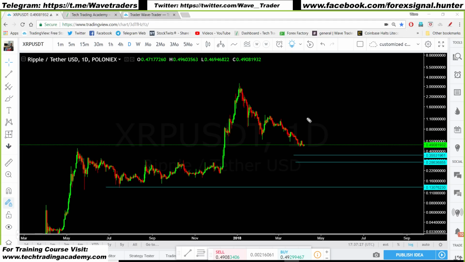All right, so these flags are very soon going to break up. A similar flag is forming across the board, almost on all coins. So start to build your position from the 30-cent areas.